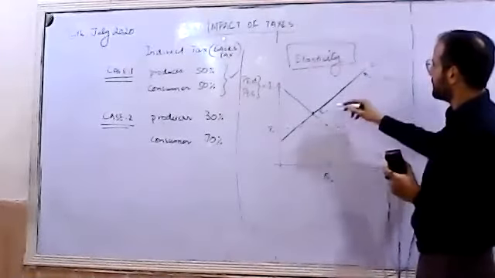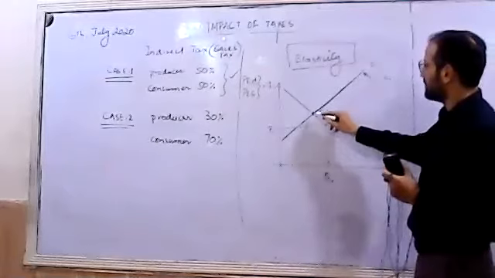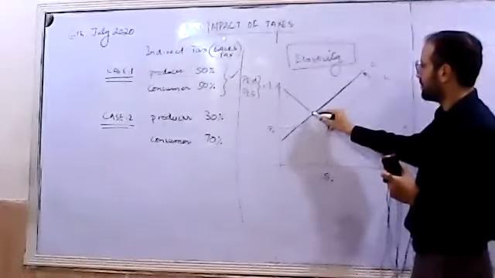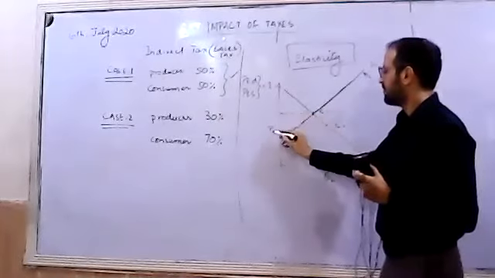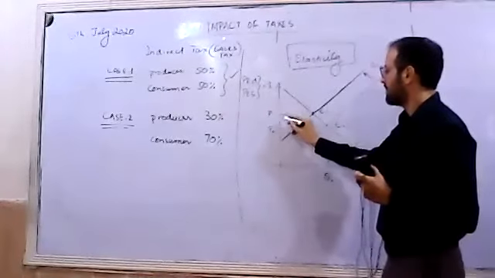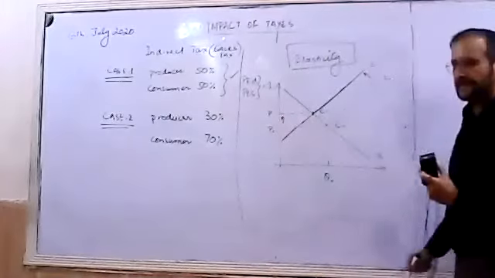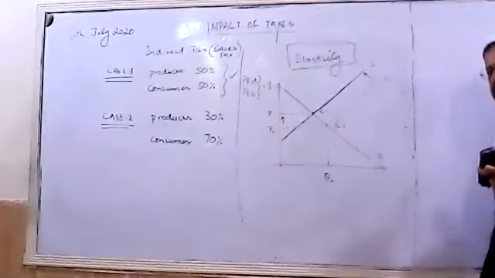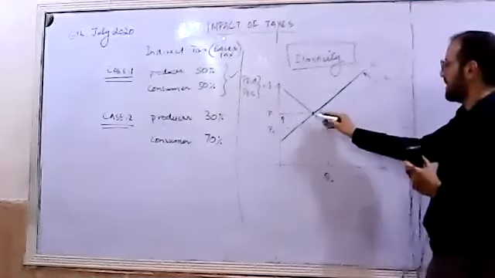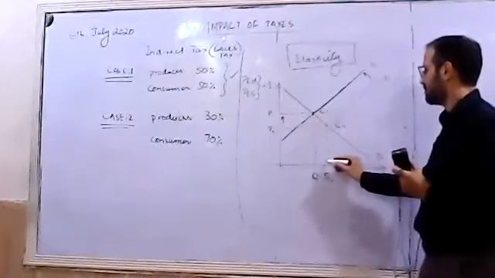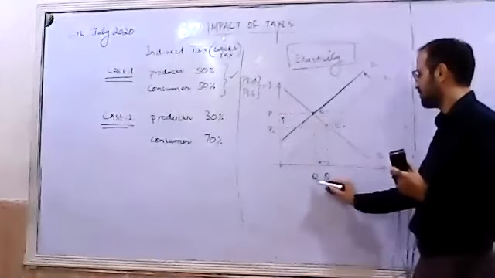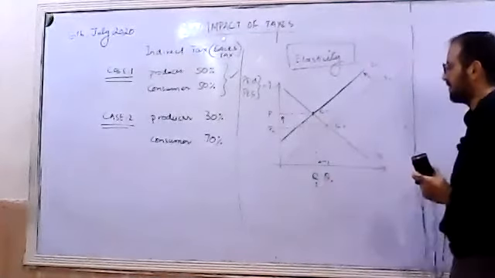So the S1 curve is giving an E1 equilibrium point over here, which is going to give us a new price, from P0 to P1, which is a rise. And we know when indirect taxes are imposed, prices are hiking. They are going to increase. But at the same time, the quantity is going to be reduced from Q0 to Q1.